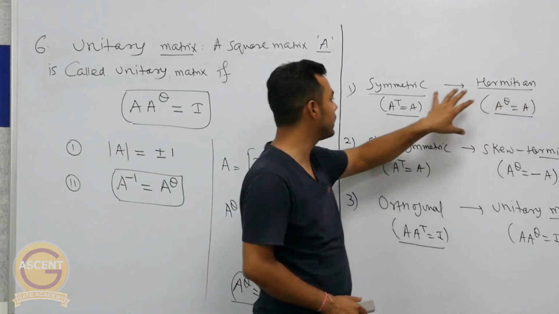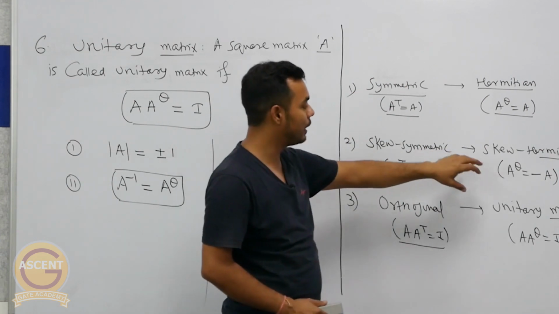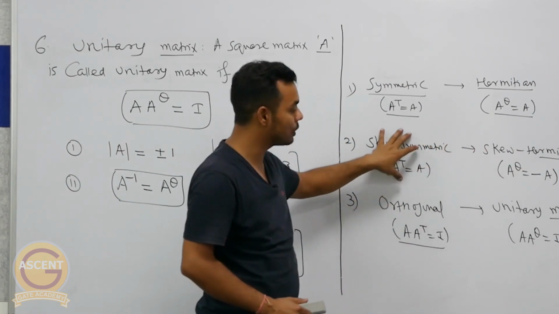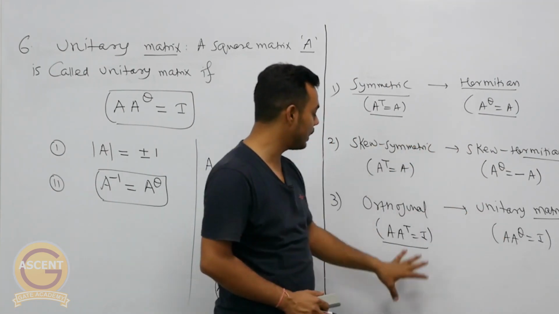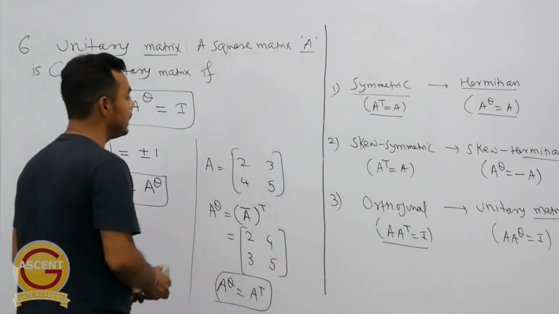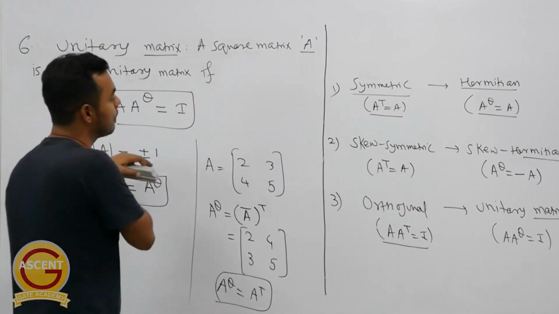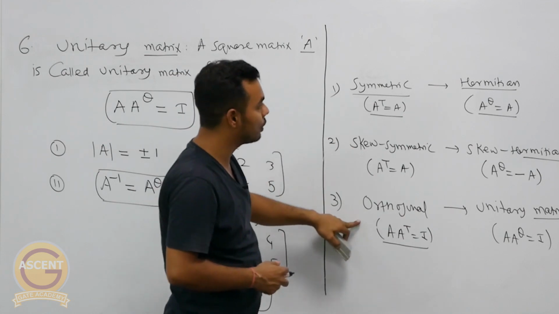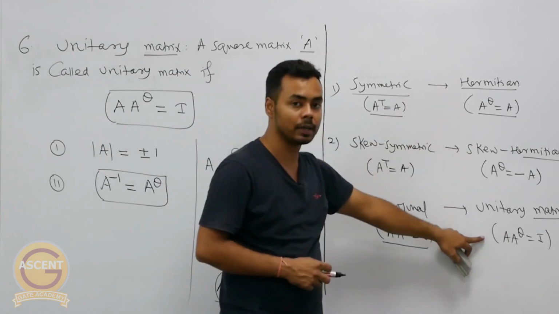And if it is Hermitian, then it has to be symmetric. Similarly, if it is skew-Hermitian, it has to be skew-symmetric. If it is unitary, then it has to be orthogonal matrix. So these are the first 6 types of matrices: symmetric, skew-symmetric, orthogonal, Hermitian, skew-Hermitian, unitary.